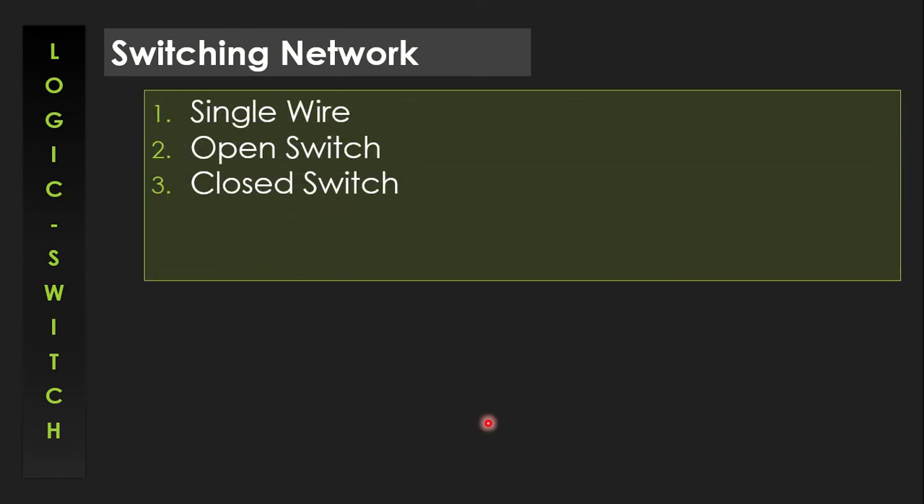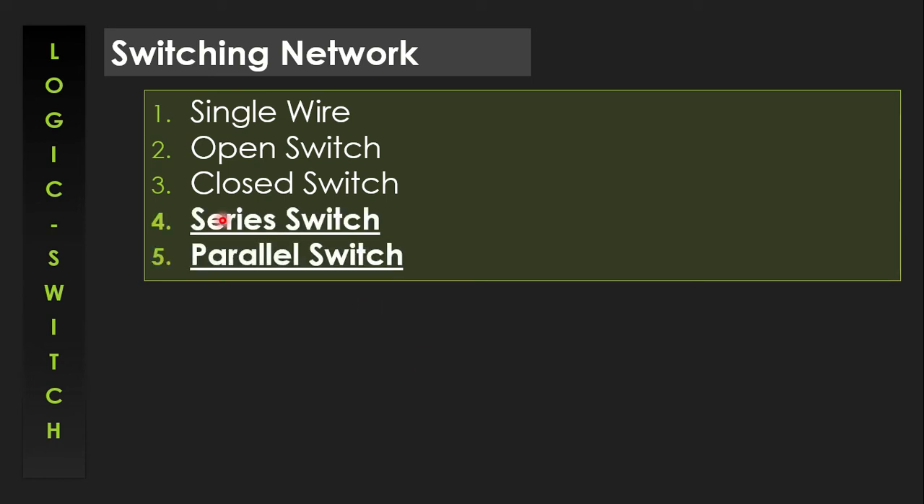Now, aside from these three basic components of a switching network, wire, open switch, and closed switch, we also have types of switches. We have series or parallel switches. Later on, I will show you the difference between these two.